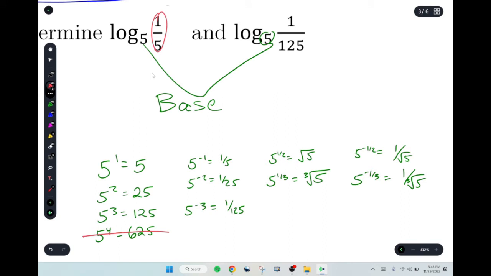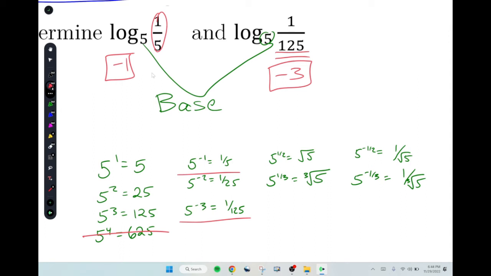This 1/5 only matches one of those answers down there. This one, right? So it makes your answer -1 and you're done. And this 1 over 125 only matches one of these answers. So -3 and you're done. Call it a day.